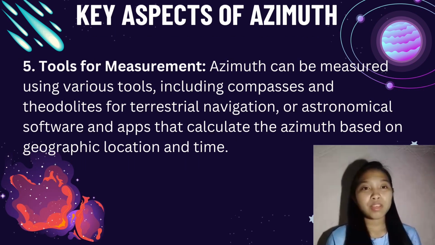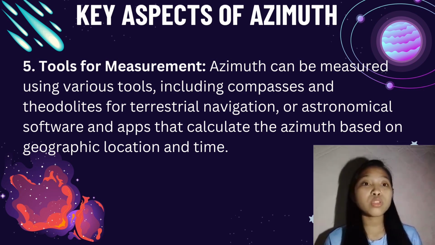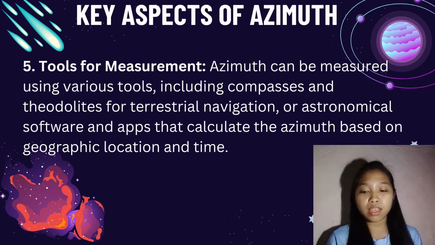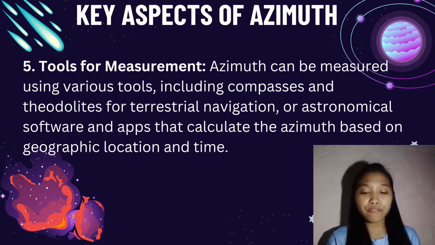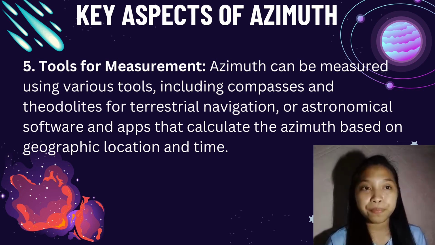The last key aspect of azimuth is the tools for measurement. I mentioned earlier that azimuth can be measured with a compass. The compass is the most commonly used instrument to measure azimuth. So, in summary, azimuth is a vital concept in astronomy that allows astronomers and enthusiasts to effectively locate and observe celestial phenomena in the night sky.